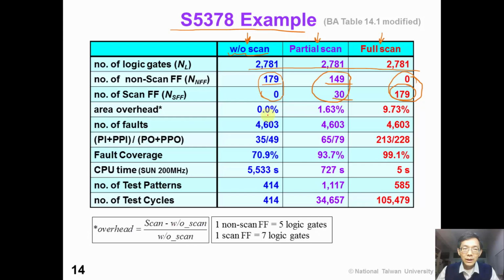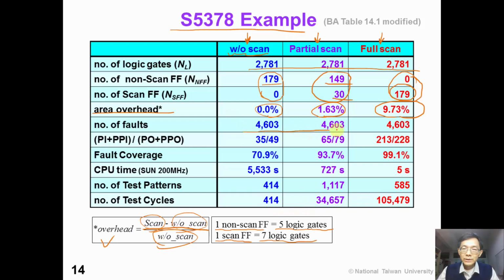We can see that the area overhead increases from left to right. In this example, the calculation of area overhead is the area difference between the scan design and the non-scan design over the area of the non-scan design. In this example, we assume one non-scan flip-flop is approximately the same area as 5 logic gates, and one scan flip-flop is approximately the same as 7 logic gates.